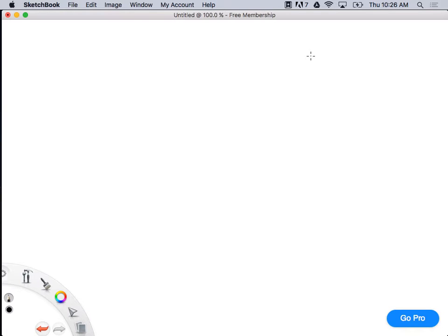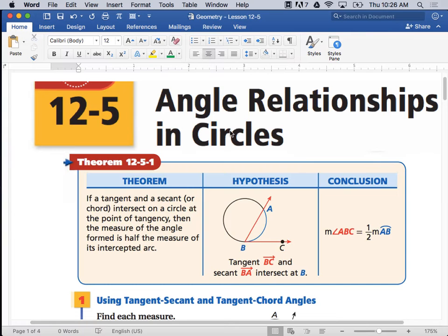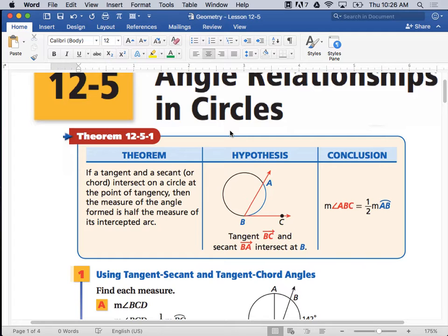But I think it's pretty cool. So, all right, lesson today is 12.5, angle relationships in circles.